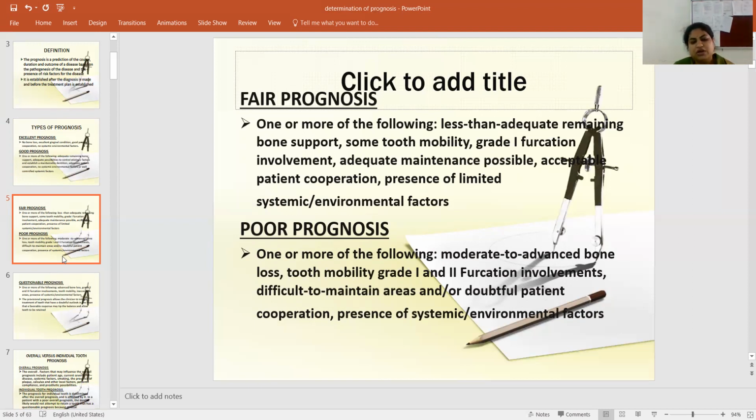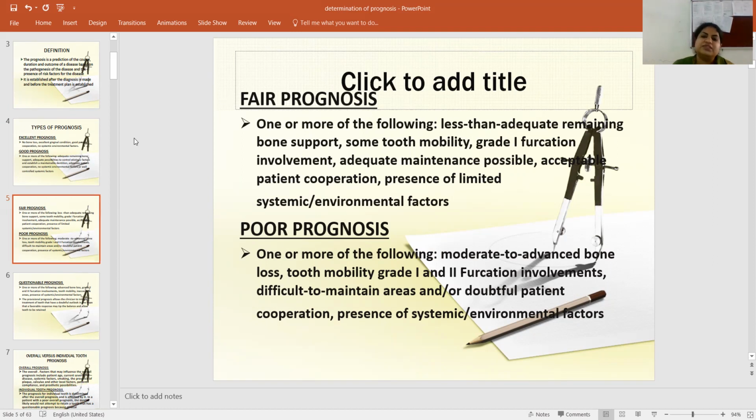Now, which patients are categorized into the poor prognosis? There is bone loss, which is severe. Sometimes it is moderate to advanced bone loss. There will be tooth mobility and involvement of the furcation areas, grade 1 and grade 2, difficult to maintain areas or doubtful patient cooperation, and presence of systemic and environmental factors.